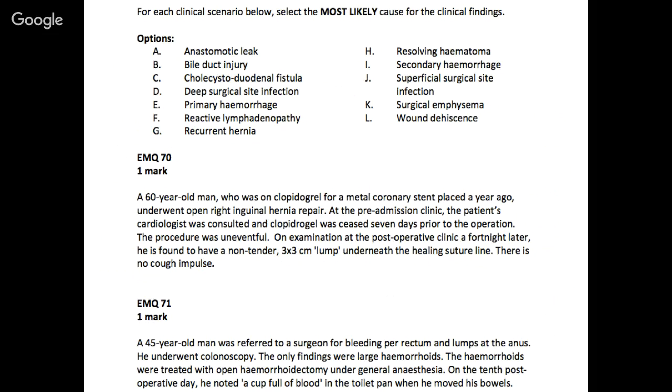So just a question, why is lump in inverted commas? What do you think that implies? Well, it implies it's not actually a lump, right? It's not like a hernia or anything, right? Any ideas for 70?